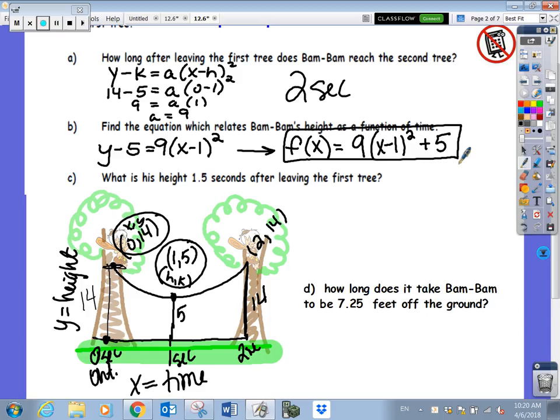All right, so the question there, what is the height 1.5 seconds after leaving the first tree? So this one's a non-calculator problem. All of this stuff we can do without a calculator. So we want to know what is the height after 1.5 seconds. So we're going to plug in 1.5 for x. So 9 times 1.5 squared plus 5.